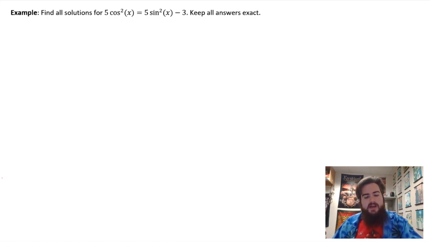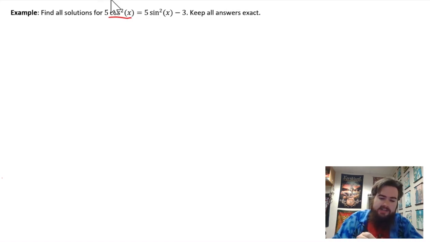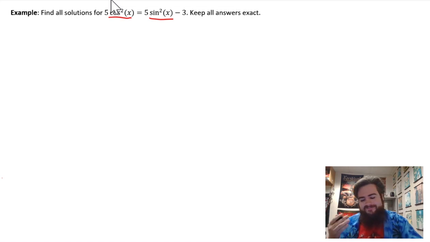In this case, I see 5 cosine squared of x is equal to 5 sine squared of x minus 3. Now, that's a problem for me because even if I want to try to use substitution to make this equation look a little bit cleaner, we can really only do that when we have the same trigonometric function. Currently, we have a cosine of x as well as a sine of x. So, we can't do substitution quite yet. However, we should have a few different tools at our disposal that will allow us to rewrite one of these terms in terms of the other one.